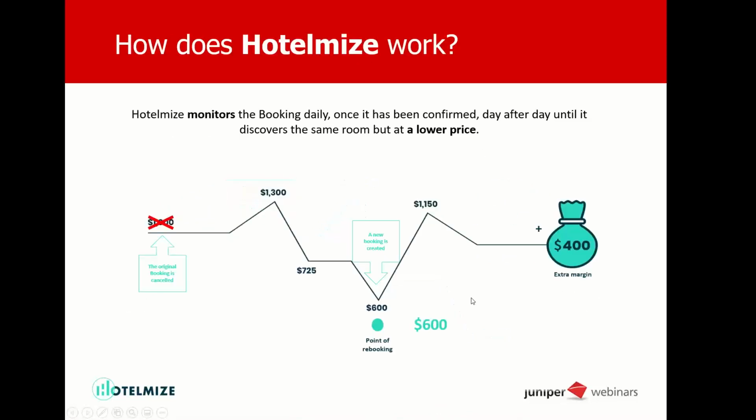Let's take this example. The purchase price was $1,000. As you can see, after a few days, the purchase price went up to $1,300. And after a few days more, it went down to its lowest price of $600. At exactly this point, Hotelmize automatically reshops the reservation, meaning we cancel the old reservation and book the new one, and automatically create the extra margin of $400 without you lifting a finger.